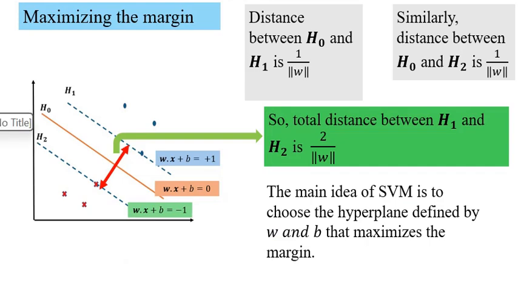Now, the same thing would be true for the distance between H0 and H2. So we are looking at both the distances from H0 towards H1, which is the positive side samples, and H0 to H2, which belongs to the negative side, negative samples. So both being 1 by norm W, the total distance between H1 and H2 is 2 by norm of W. And this is the quantity which we aim to maximize. So the main idea of SVM is to choose the hyperplane defined by W and B that maximizes this margin. This is the margin.